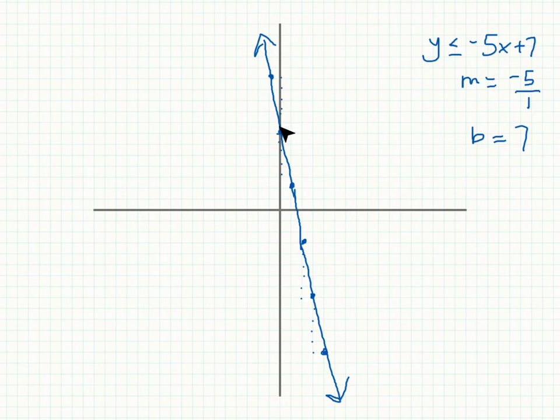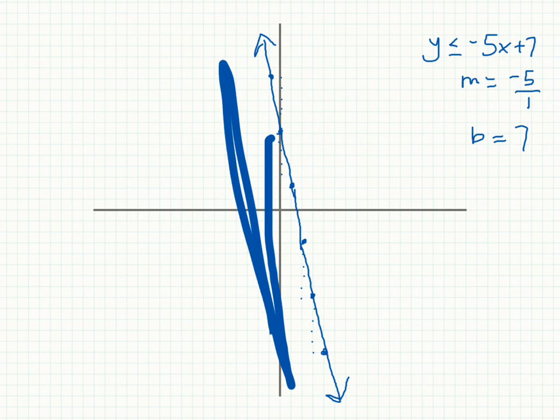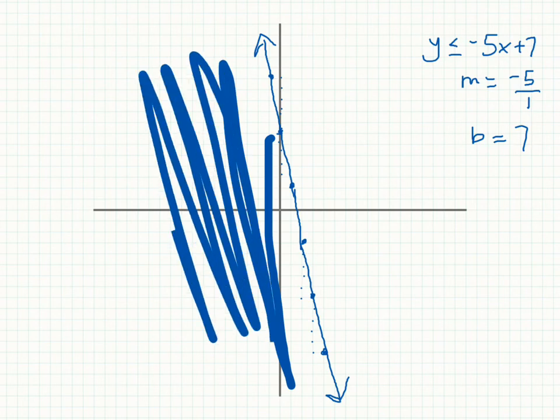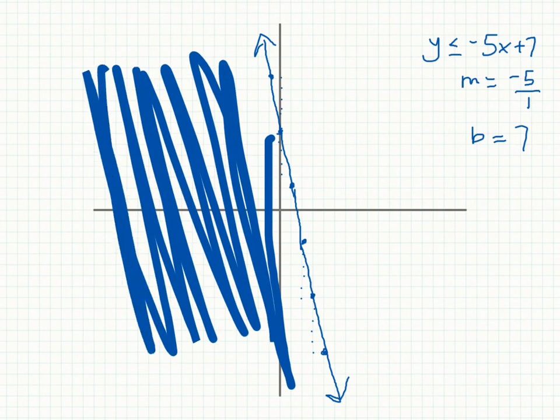There we go. So I need to be less than, so I'll go to my y-intercept, and I need to do everything going down. So that means I will shade everything from this point down and all the way over. I don't want to cross the boundary line.